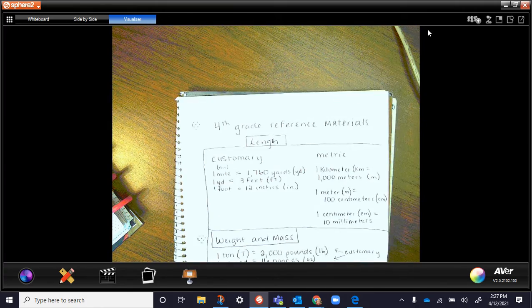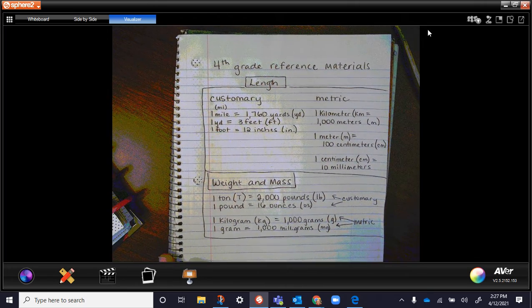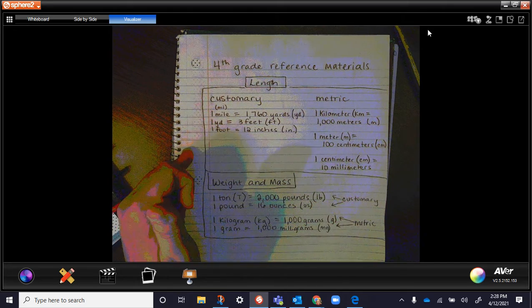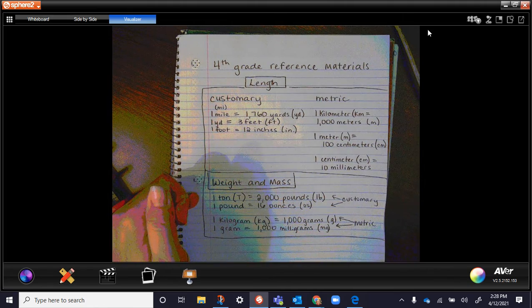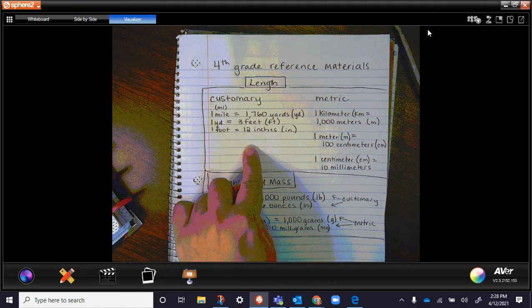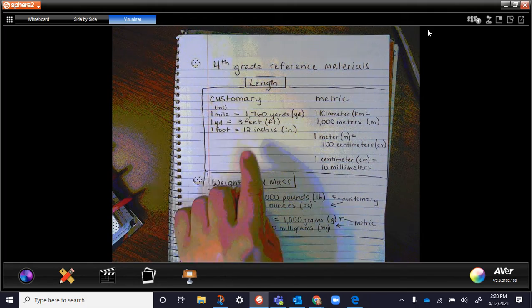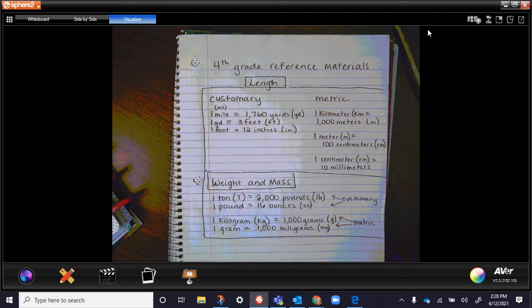Since I don't have a copy to give you guys at home, I wanted to make sure you have this in your notebook. We did the first part today, so this will be getting us ready for the next unit. These are all the units we'll be working with for length, and these have to do with weight and mass. Here you have your customary units, which are the ones we use here in the U.S. It's got the U.S. in there, that's how I remember. And metric is pretty much what the rest of the world uses.